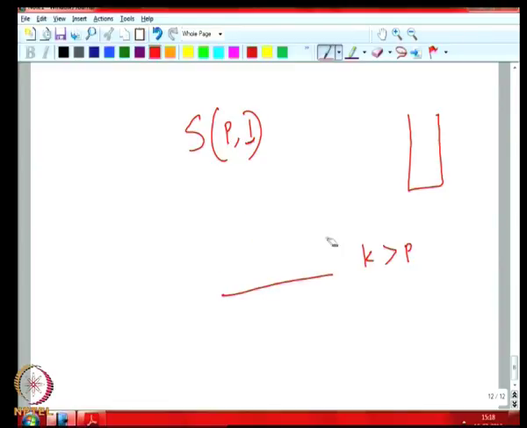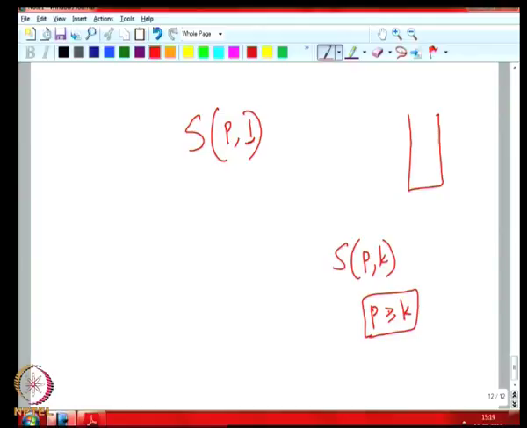So, therefore, we will assume that whenever we consider S(P,K), P is greater than or equal to K, so that we can keep every box non-empty. That is one of my major concerns. With that condition, S(P,1): we want to put P objects in one box. That can be done only in one way, we have to put everything in that same box. There is no other way to do it.